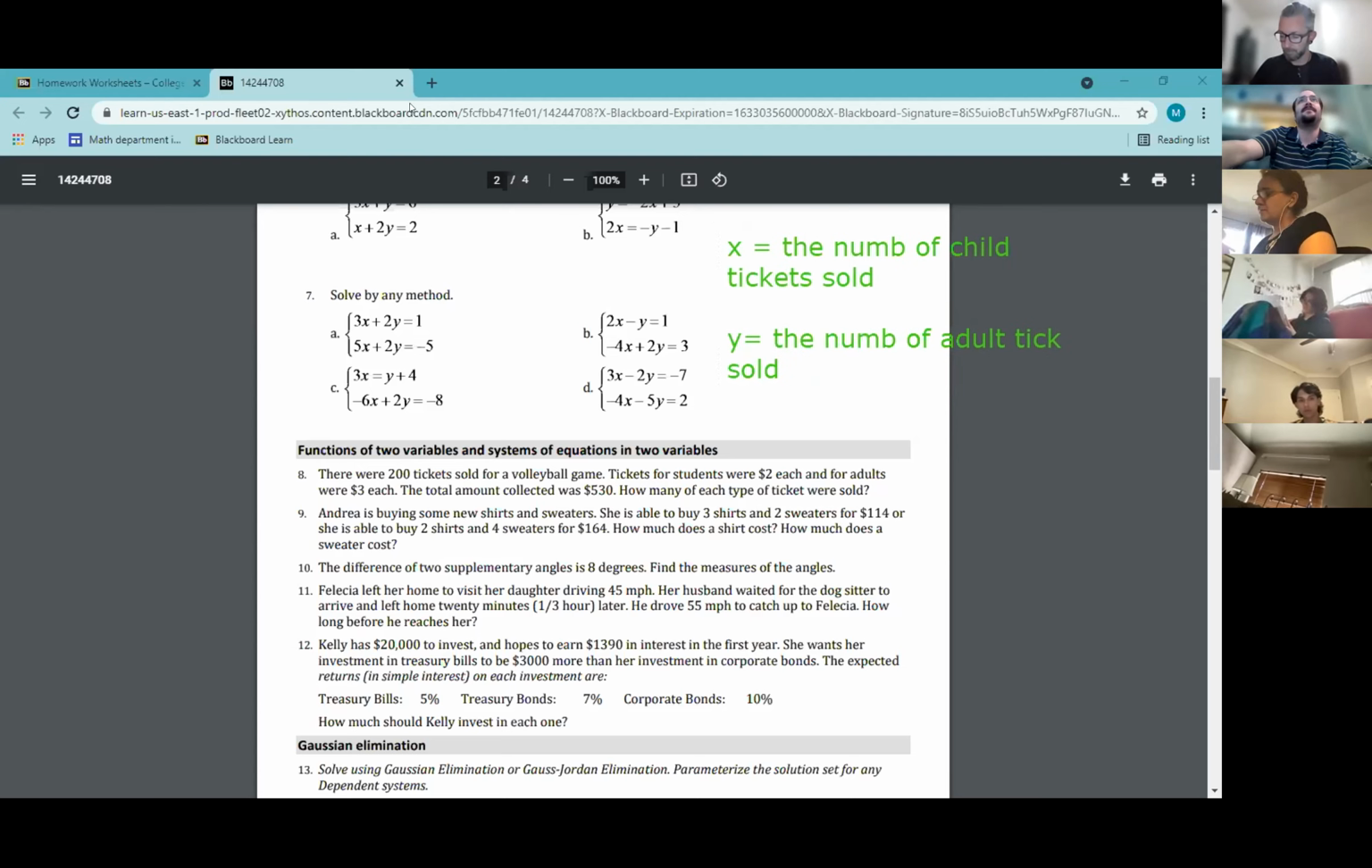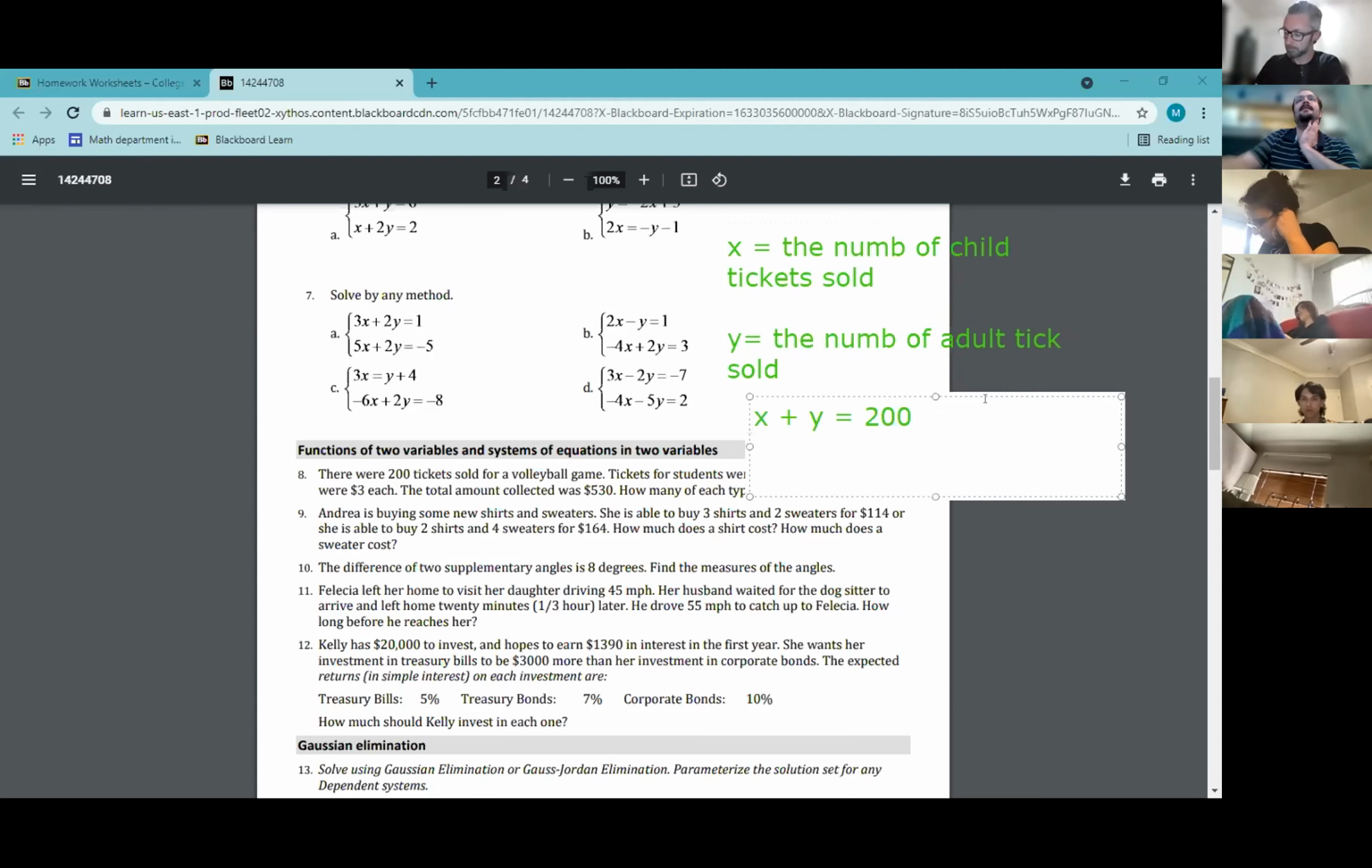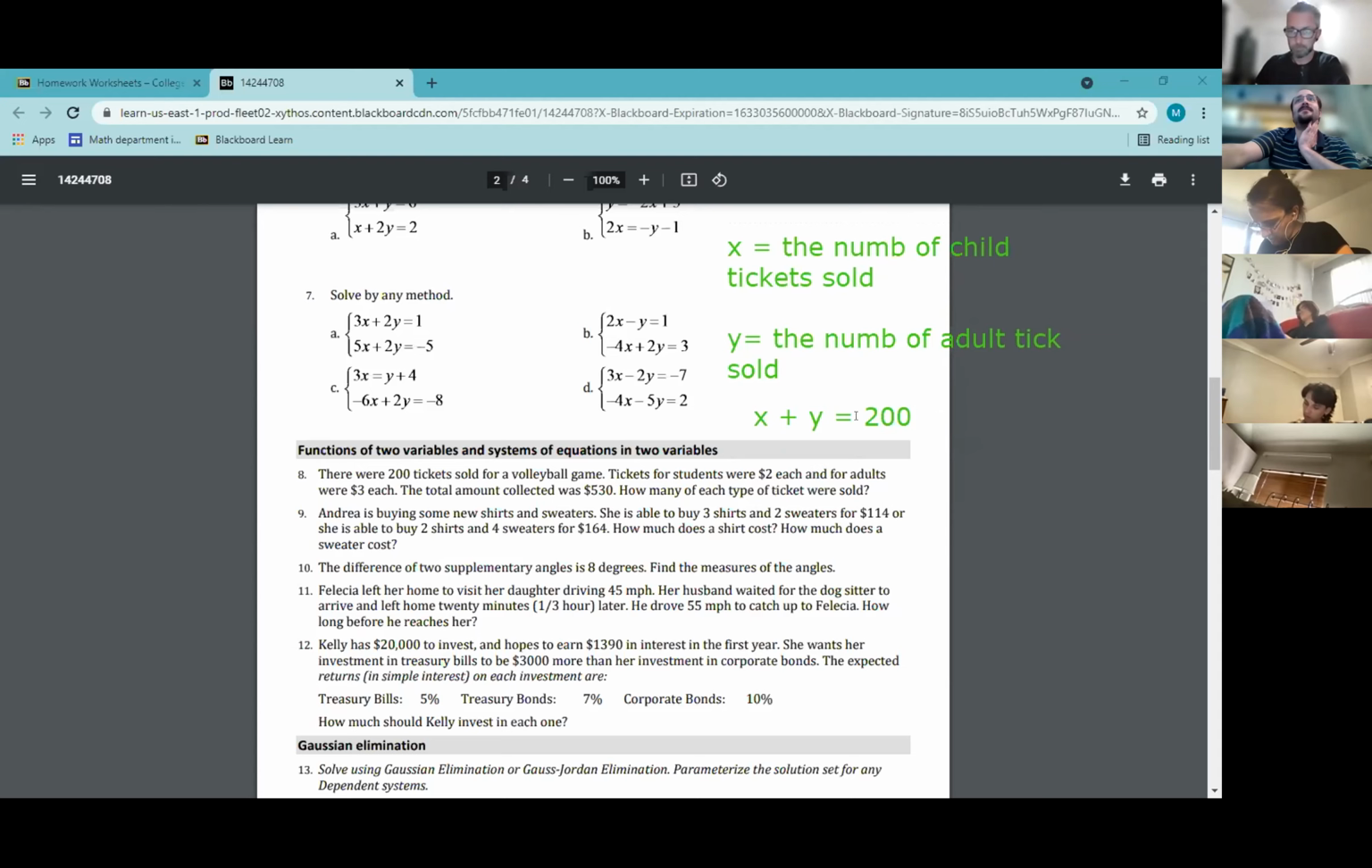And so this first bit of information, they say there were 200 tickets sold at a volleyball game. So if we want to account for all the tickets sold, I believe that's the X plus Y that you're talking about. And that's going to be a total of 200. So that's the total number of tickets.